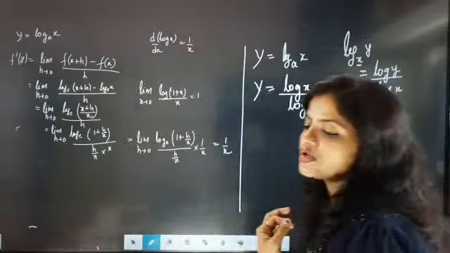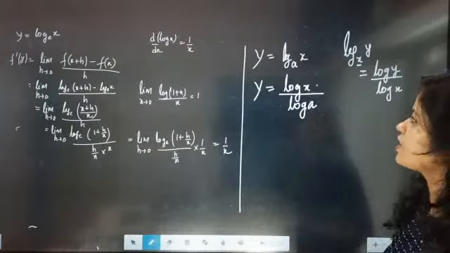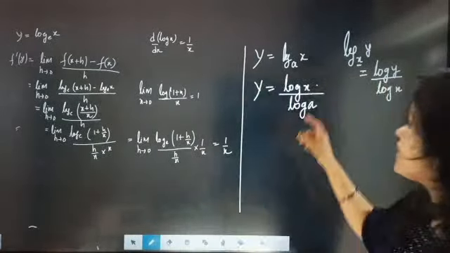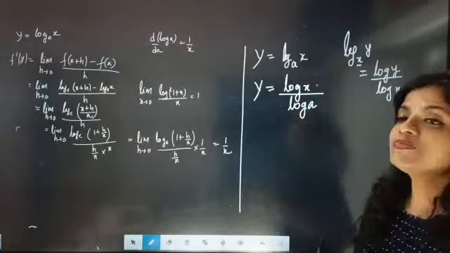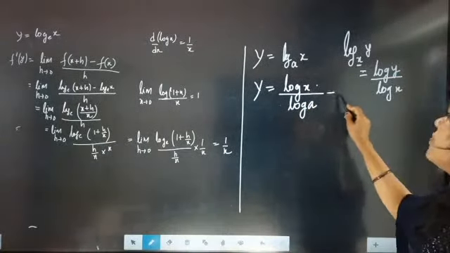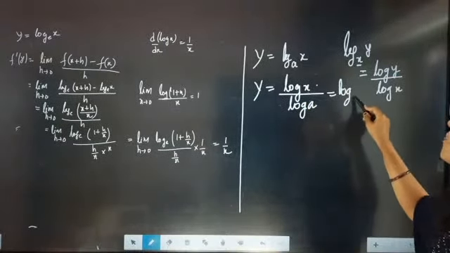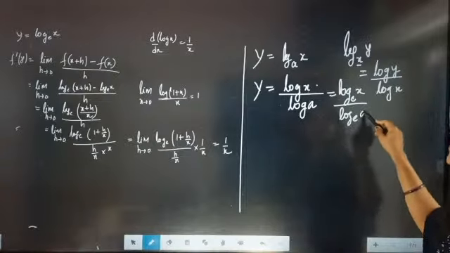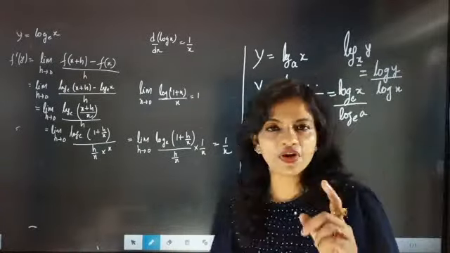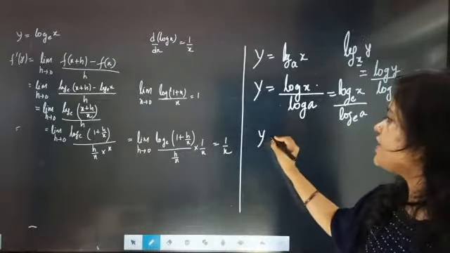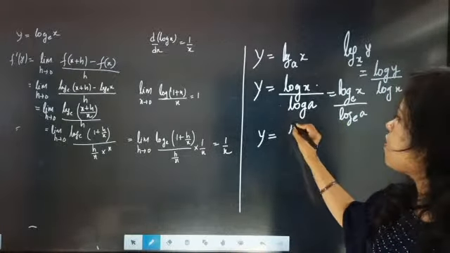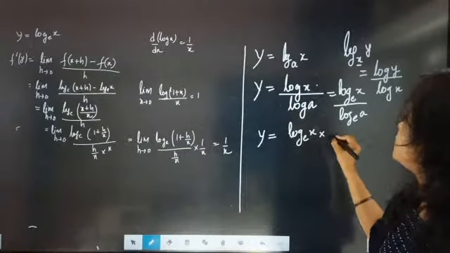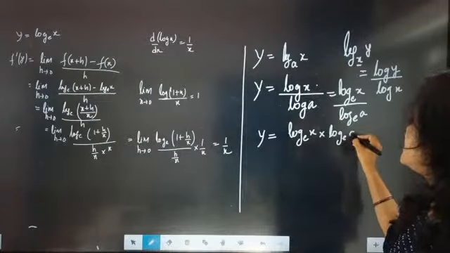But what will be hidden here? The hidden part is that when nothing is written in the base, it is self understood that it is exponential. So here log base e of x by log base e of a. And right now we have learned one very important thing, that y will be equal to log base e of x divided by log base e of a.